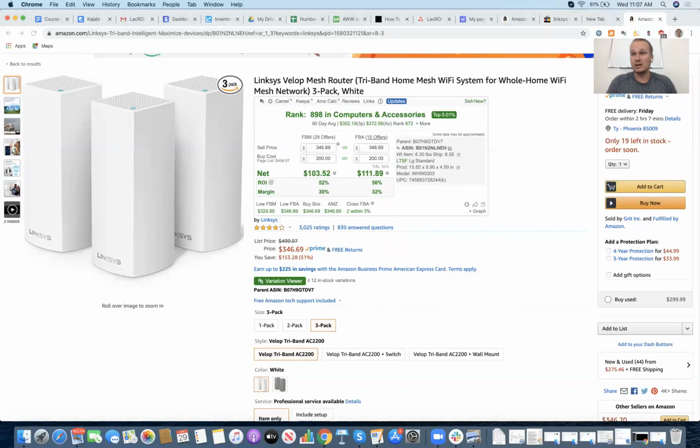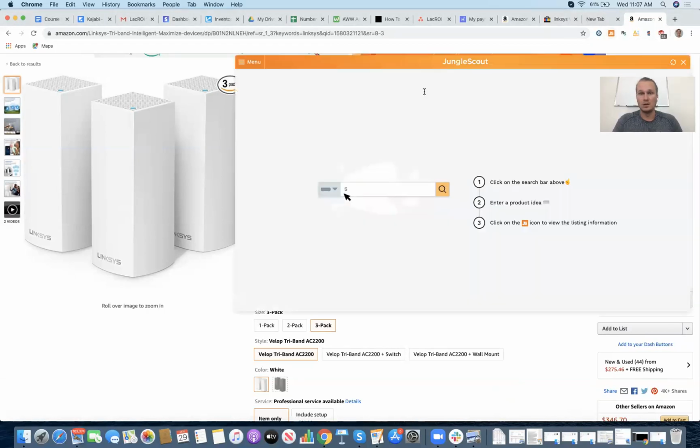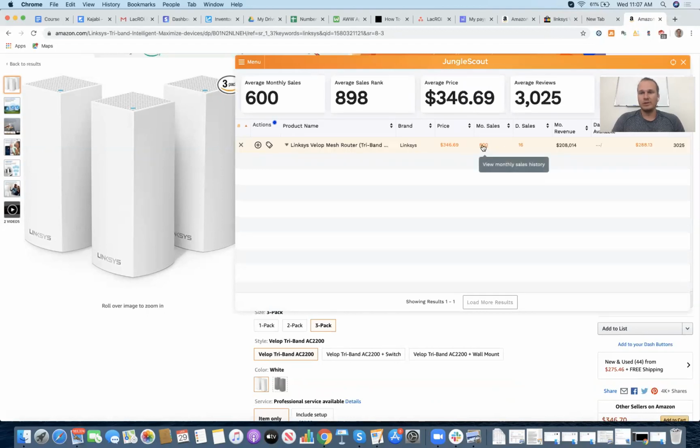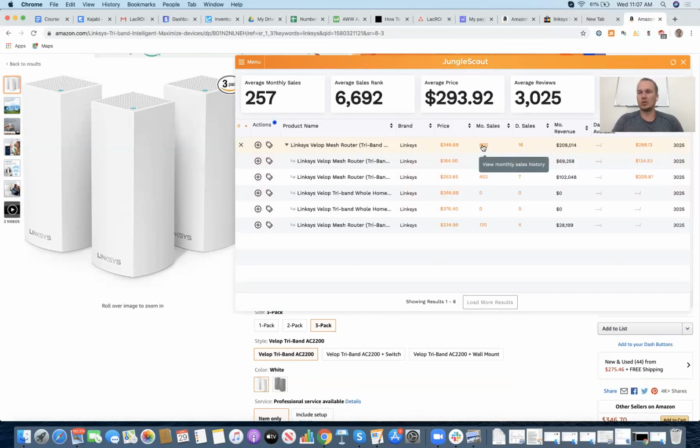We also use Jungle Scout to determine that. So I showed you Keepa. Now it's gonna be Jungle Scout. This thing up here. See if this pops up. So monthly sales, there's 600 monthly sales. This means this is a great product to sell.